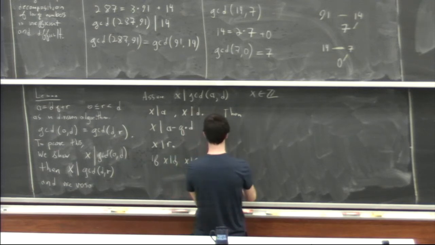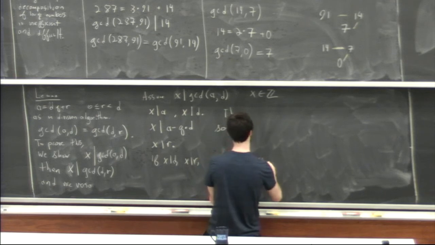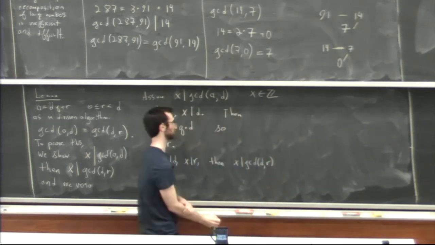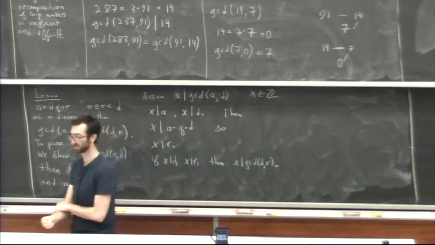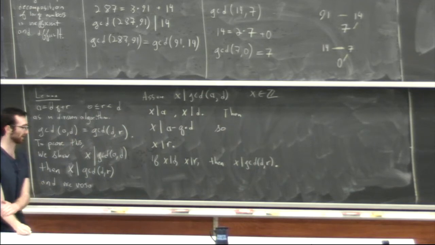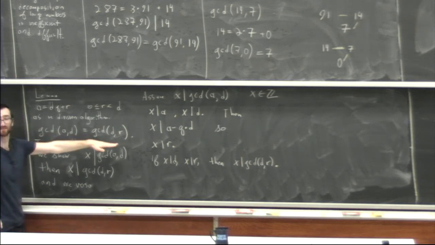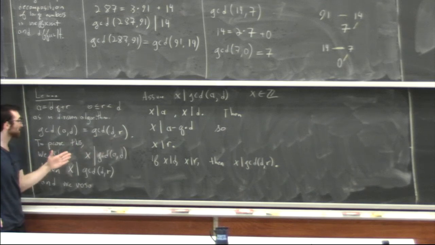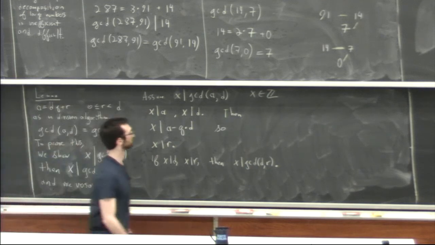Then X divides the GCD of D and R. This is once again falling back on the fundamental theorem of arithmetic and factoring things into primes. Okay, so what I've shown is that if there's some number that divides this number, then it divides this number. And this argument works exactly in the other direction. If I pick some y, well, I'll just do it.